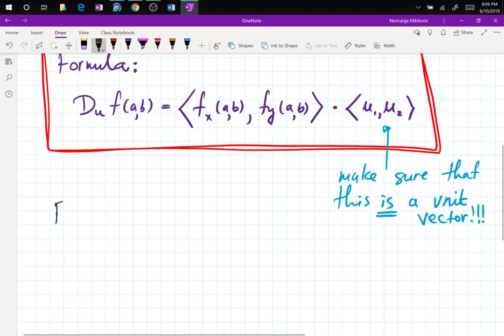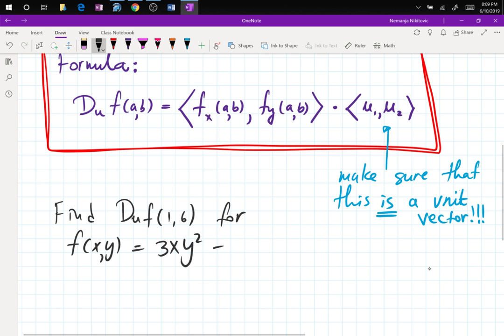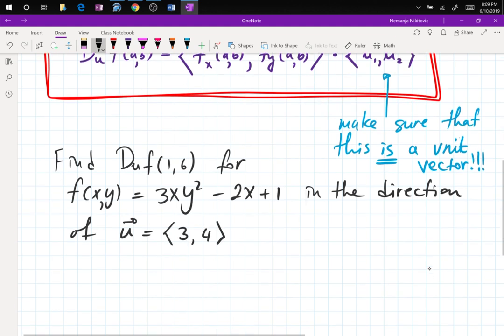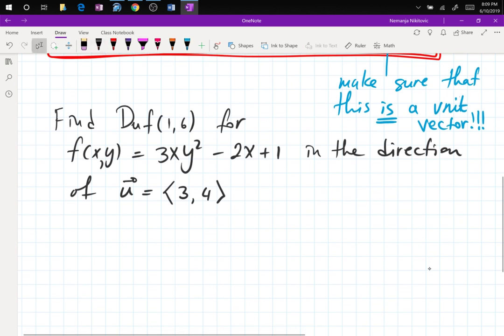So, find the directional derivative of f at (1, 6) for f of (x, y) equal 3xy squared minus 2x plus 1, in the direction of u equals (3, 4). So standard problem, you just plow through this.